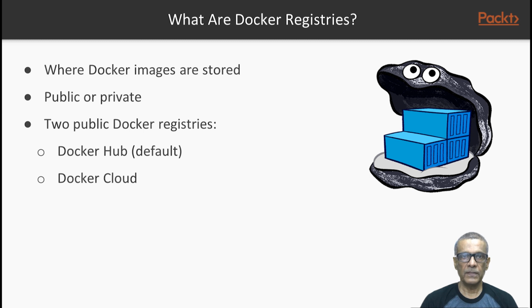But if the image is not there in the local machine, it will check the Docker Hub repository for the image. It will pull or save it to the local machine first and then create and run the container based on it. In this video, we learned about Docker registry.